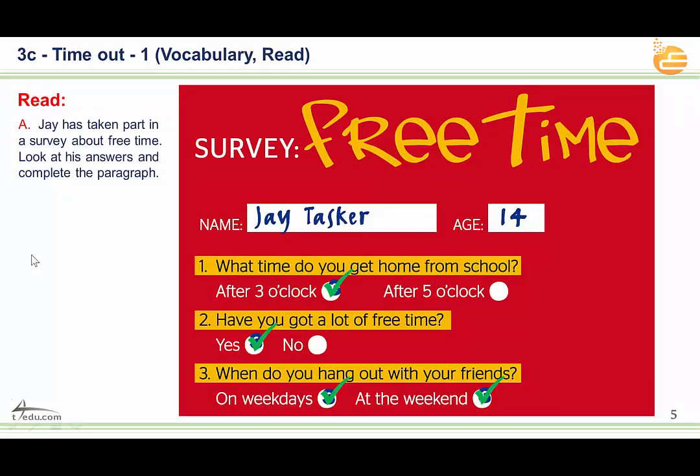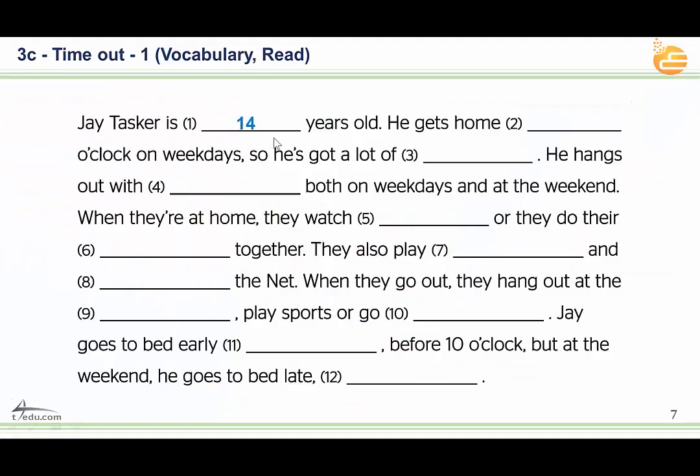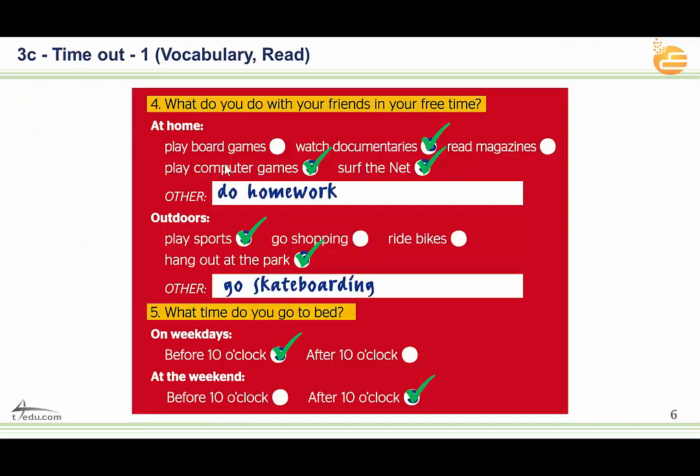What is his age? How old is he? He's 14. Exactly, 14. So we have to say Jay Tasker is 14 years old. He gets home on weekdays. Let's go back. He gets home on weekdays.